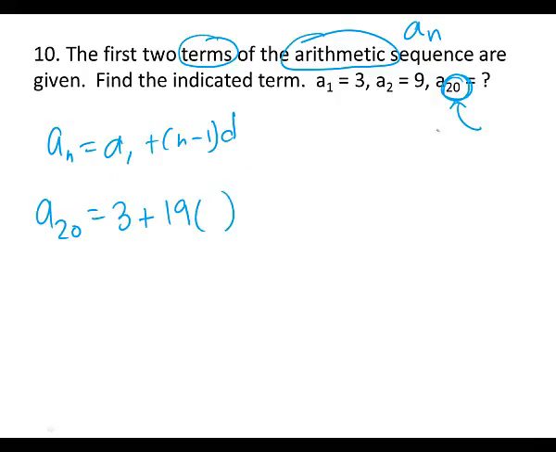19. Now I need to calculate my difference. They gave me my first 2 terms, so I do the second term minus my first term, which gives me 6. Now it's a matter of punching buttons on the calculator. So go ahead, punch it all into the calculator. Tell me the final number you get. 117. Check Lauren. Make sure she's right. We all agree with 117.